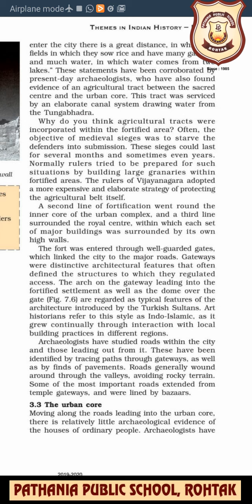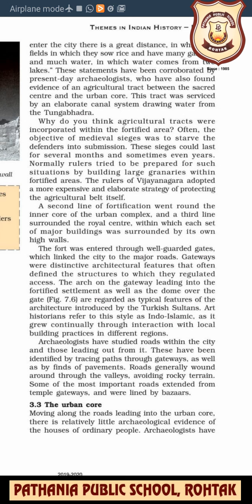It means large granaries were also built for any adverse situation, and the rulers of Vijaynagara adopted a more expensive and elaborate strategy of protecting the agriculture belt itself. So हम भी इस strategy को feel कर रहे हैं that even all the agriculture land was also under the fortification walls. So the rulers of Vijaynagara followed a very strategic policy to protect the agriculture land.